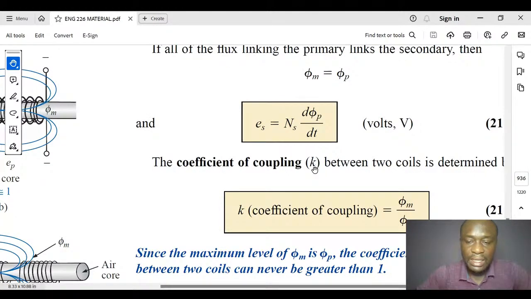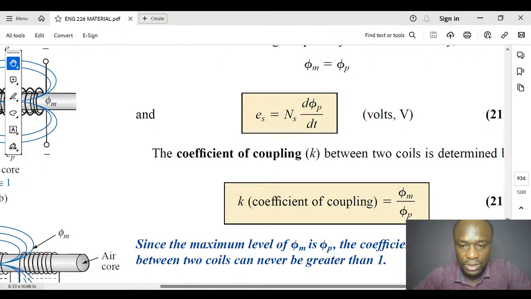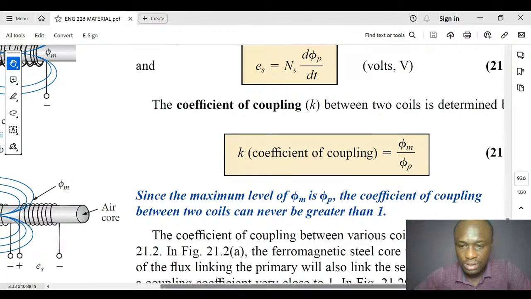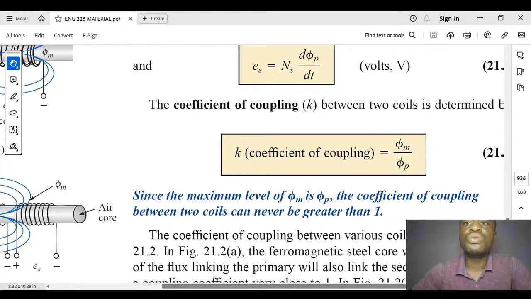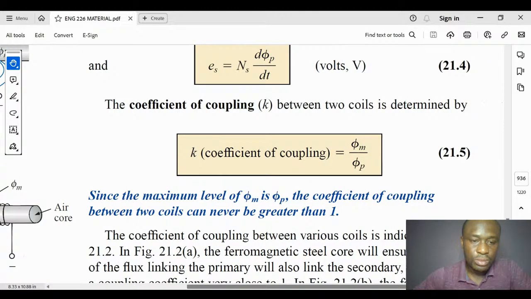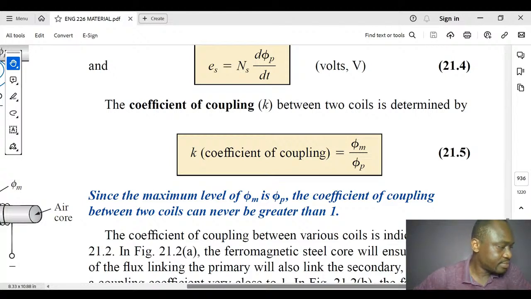Then K is the coefficient of coupling. The coupling effect of the transformer, which we call the coefficient of coupling, is the mutual flux over the primary flux. And in this iron steel it is equal to 1. If you cannot see the screen, you should indicate on time.